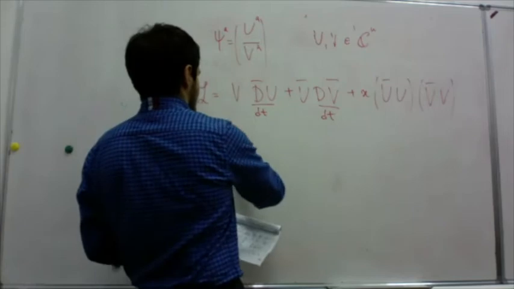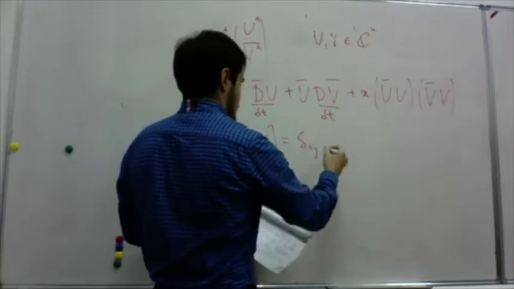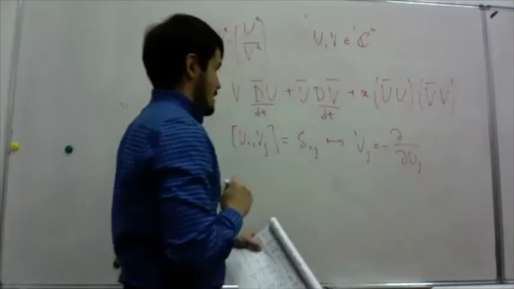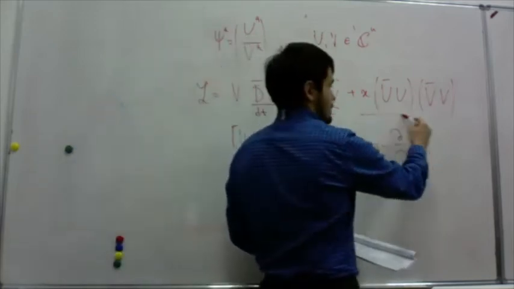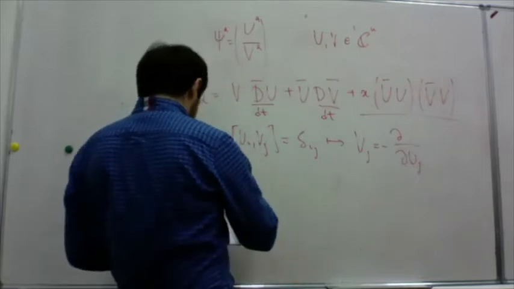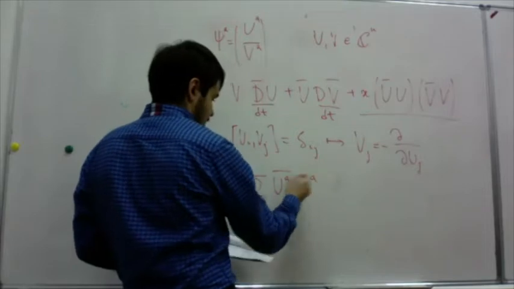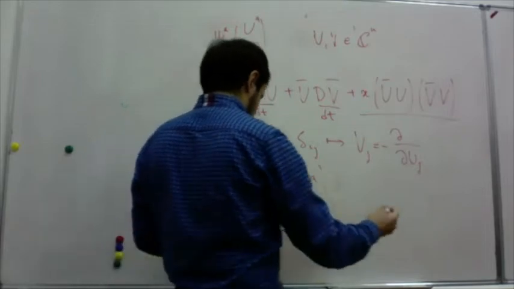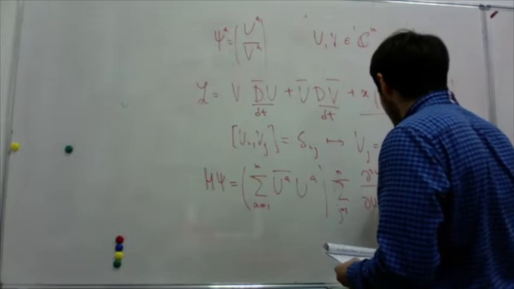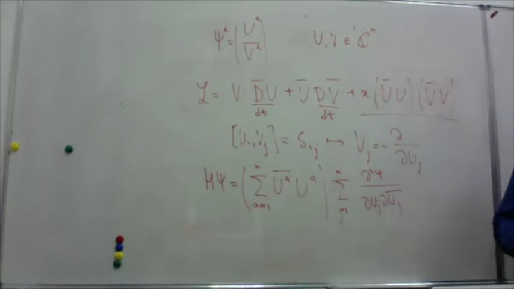The canonical quantization just gives you that u_i and v_j are canonical variables, so that means v_j is minus d over du_j. And then the Hamiltonian is just this term, right? That's the Hamiltonian. So the Hamiltonian has the form H of psi is the sum of u_a bar u_a, and I write the sum just to make it completely clear, D of psi, d u_j bar. This is the Fubini-Study Hamiltonian written in homogeneous coordinates.